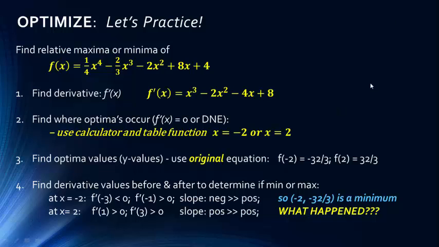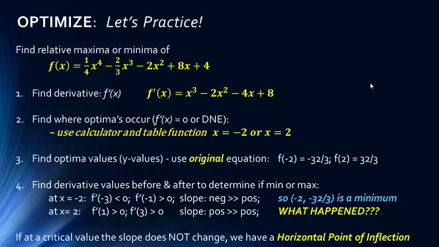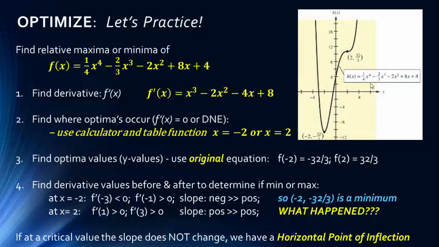Now, how is this possible? Well, what's actually happening here is a special case, called a horizontal point of inflection. This is when the slope doesn't change polarity. If it goes from negative and continues to go negative, this is called a horizontal point of inflection. And here's a picture of this graph. If we use that mountain analogy again, what you have here is a ledge or a cliff.